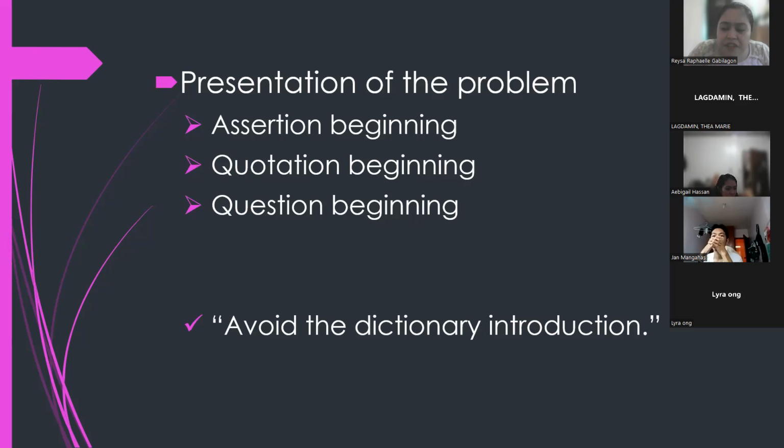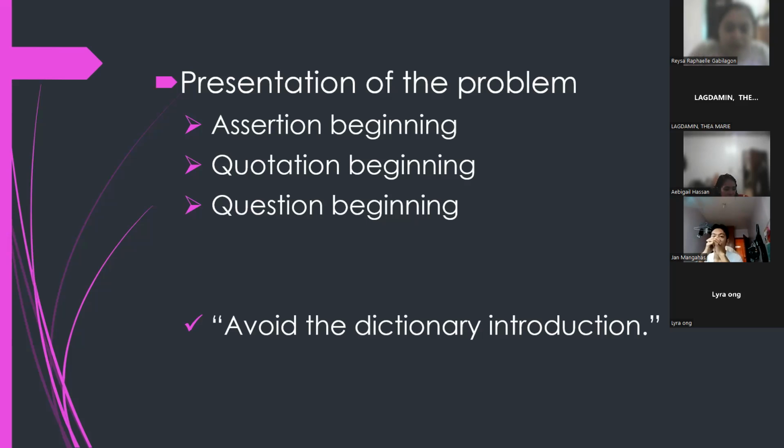Now, the most difficult thing to do in writing a research paper is actually how to start one. Now, for the introduction, how do we begin our introduction? You may use either of the following ways on how to present your topic. You may choose to start with an assertion beginning or a quotation beginning or a question beginning. But please avoid the dictionary introduction.